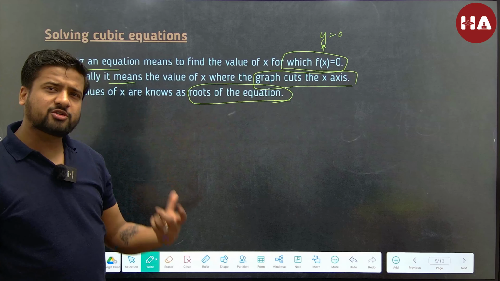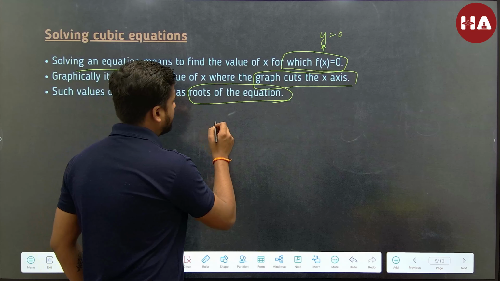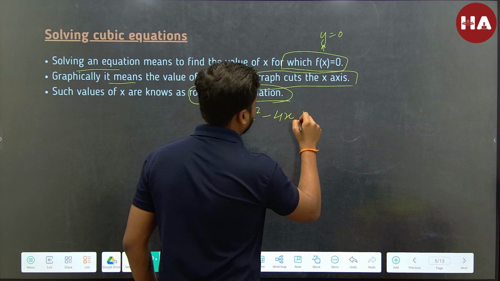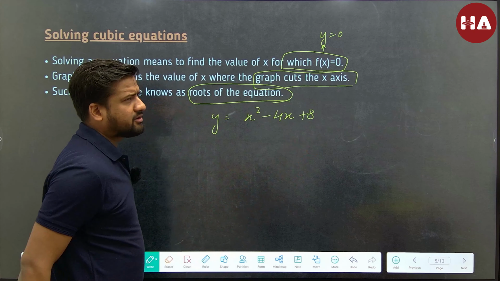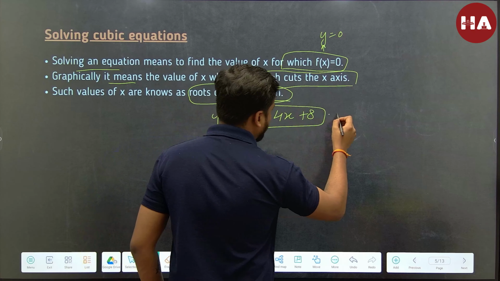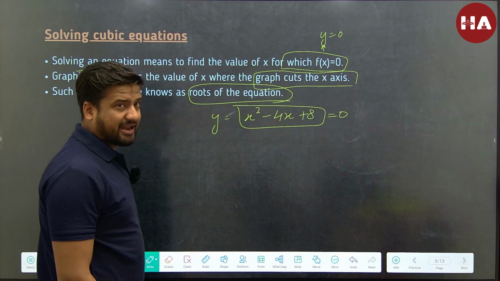What do you mean by roots of the equation? If I give you y equals, let's say, x square minus 4x plus 8, just a random value, right? So to find the roots of the equation, what you'll do is put this entire thing equal to 0, correct?